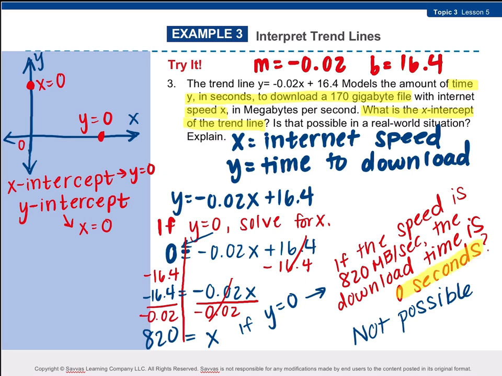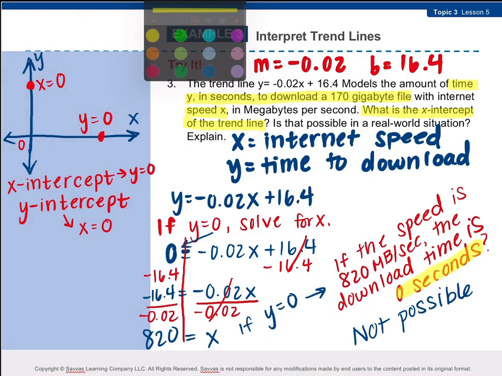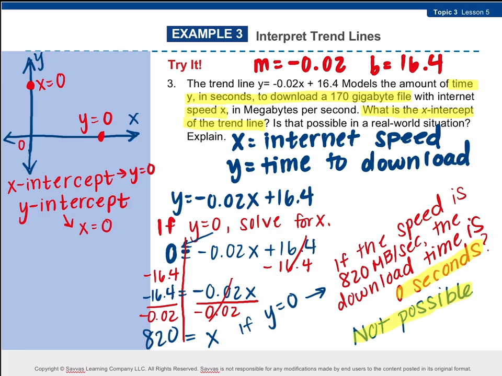Maybe one day it'll be 0.0001 seconds, but something like that, you kind of have to interpret my answer for the scenario and connect it to that and really think about, what is this saying? What are x and y? And if I find a pair of numbers for x and y, how can I connect them back to the situation? So I would say that's not really possible in real life. I can't instantly download a file.